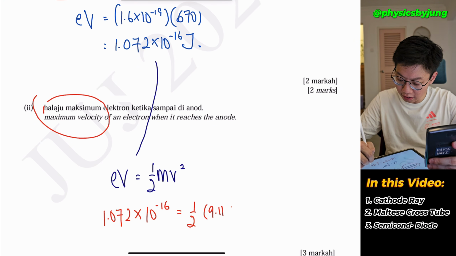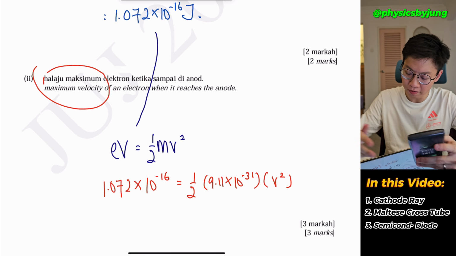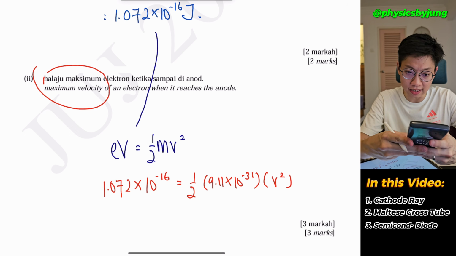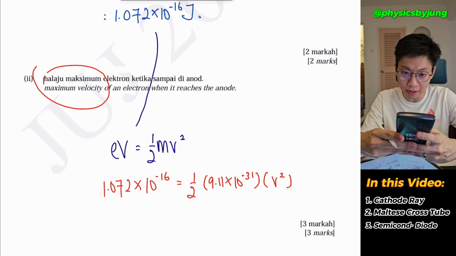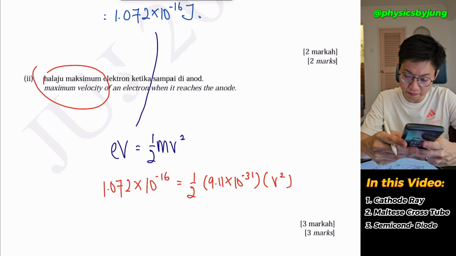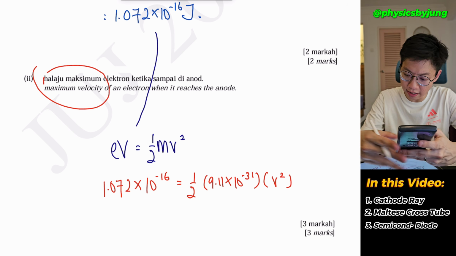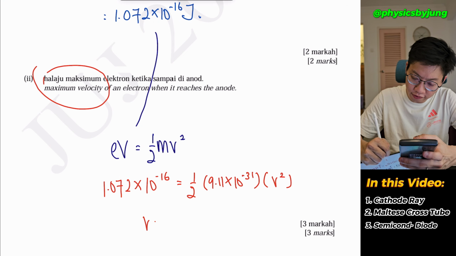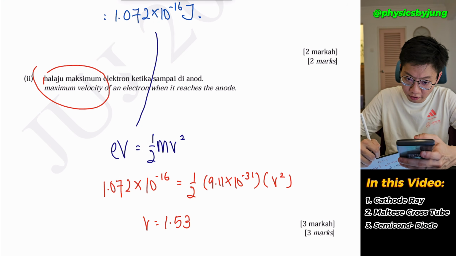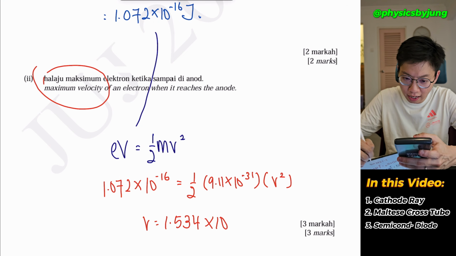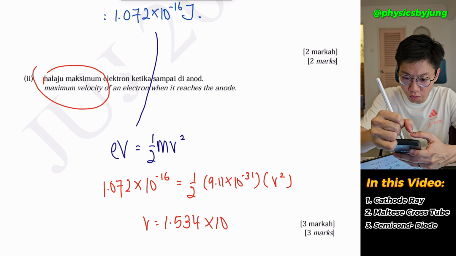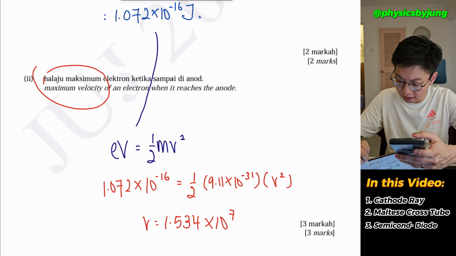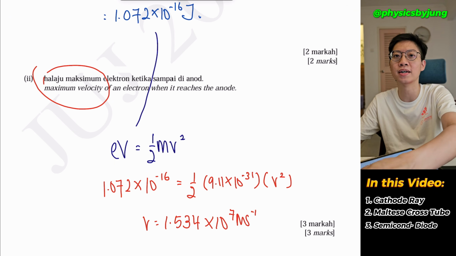So guys, you can take your book and do along with me. So that now you have this answer, multiply, divide, and square roots. You will realize that your velocity will be 1.534 times 10 to the power of 7 meter per second.